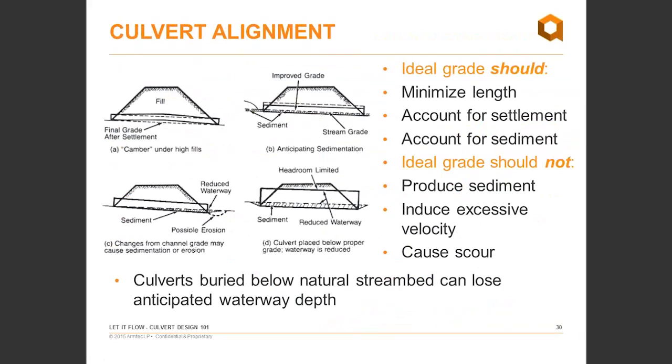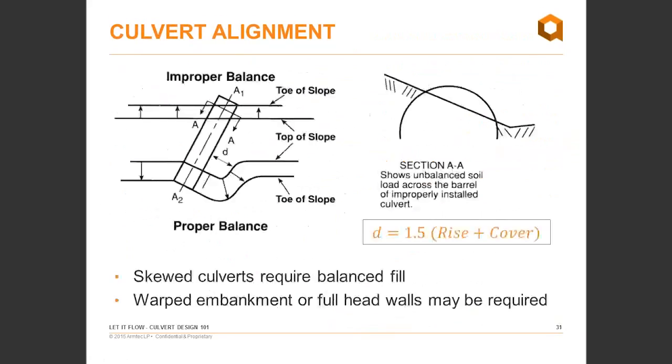You also need to place the culvert on the correct grade. If you have a culvert that is too steep compared to the natural stream grade, you're going to accumulate sediment at the outlet and eventually create a perched outlet by way of erosion.